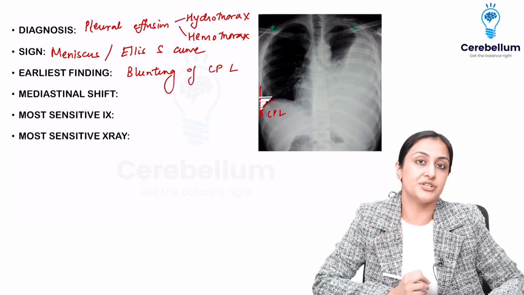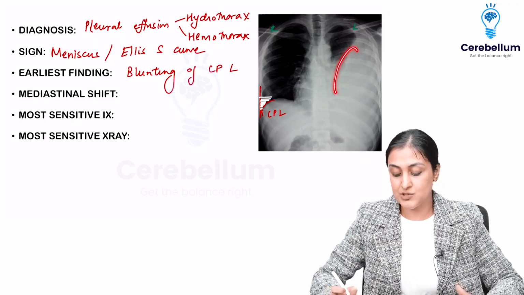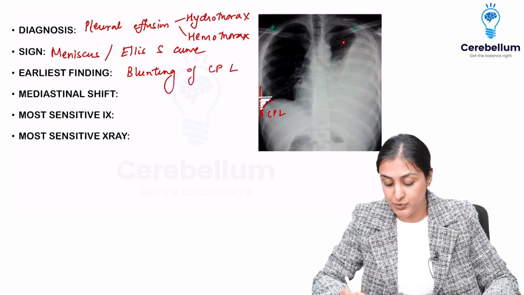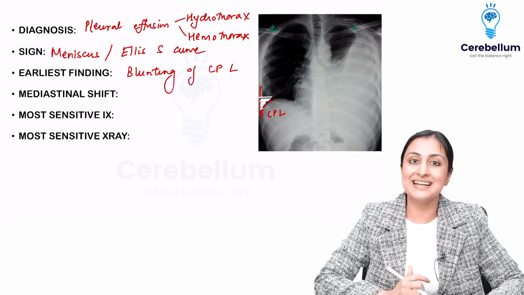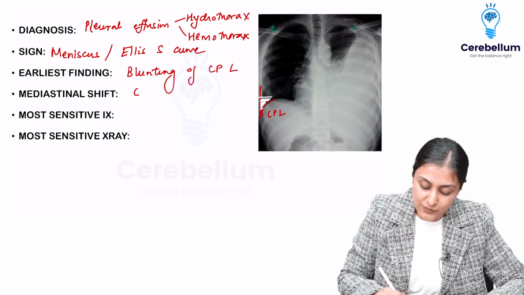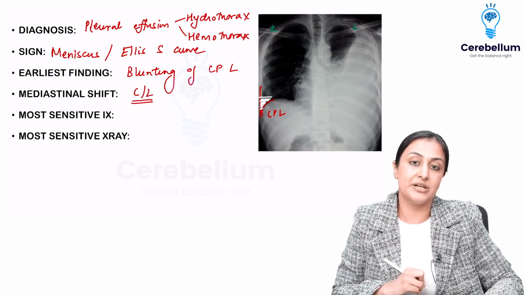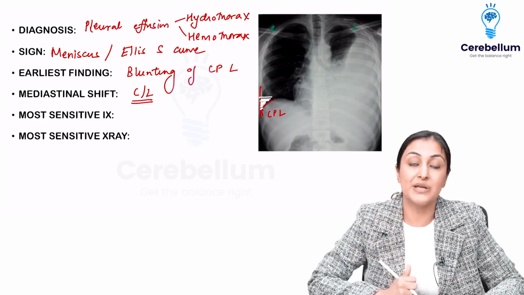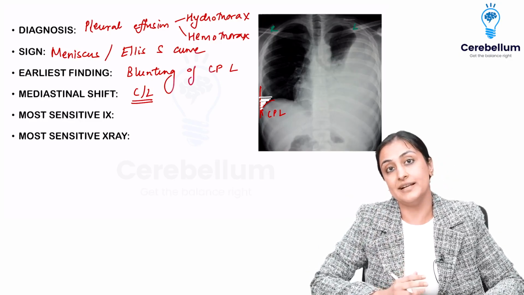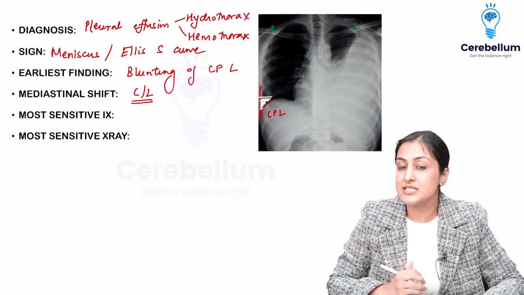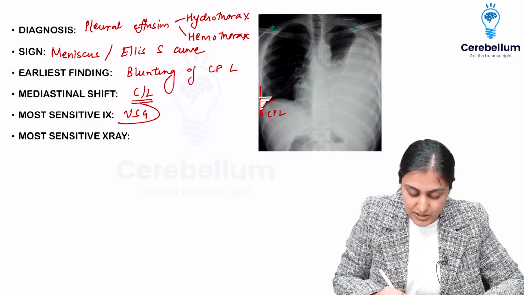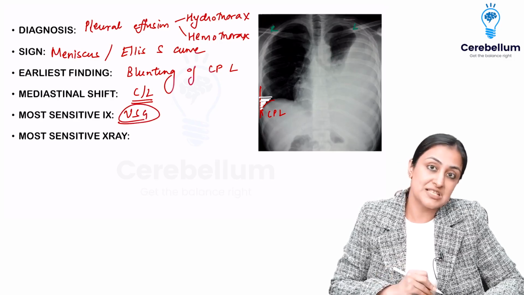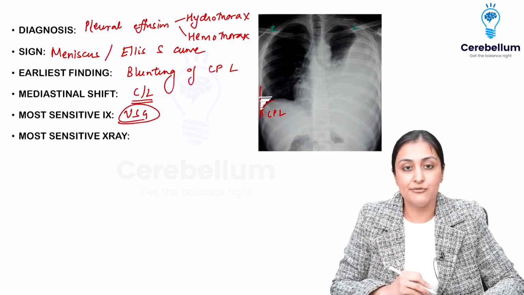What will be the mediastinal shift? Anything which is space occupying in the thorax or the pleural space is going to push, right? Pretty logical. It's going to push the mediastinum to the other side. So we are going to see a contralateral mediastinal shift, being pushed to the opposite side. The most sensitive investigation, what do you remember? For any fluid, it is ultrasound. So ultrasound is the most sensitive investigation that you have for fluid.